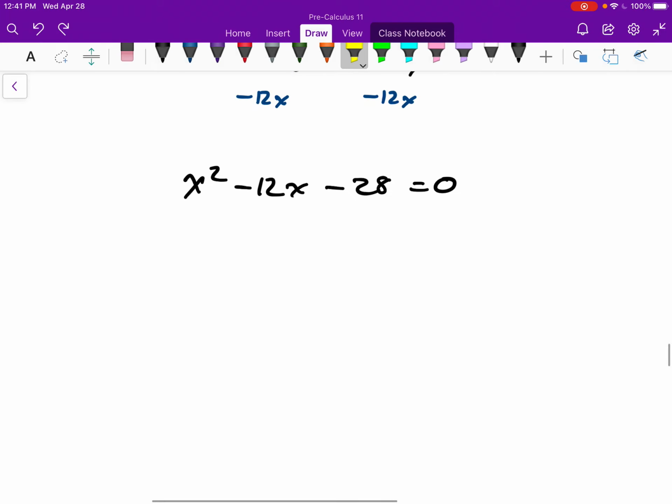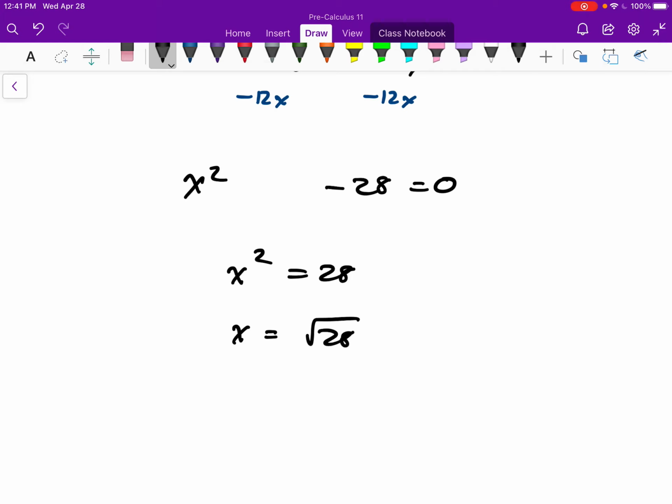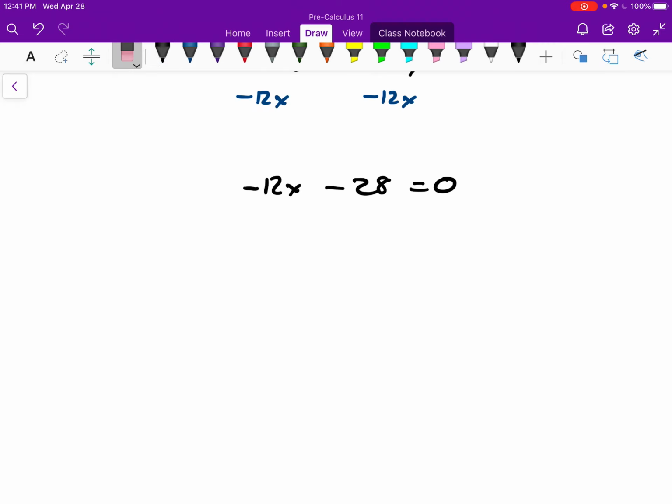I will say if there was no minus 12x, you've done this before with the Pythagorean theorem. For example, I could add 28 to both sides and say x squared equals 28. Then x equals the square root of 28. At least stuff like that should sound a bit familiar. If I didn't have the x squared, then it's a grade 9, grade 8 question. But put it all together, what do we do?